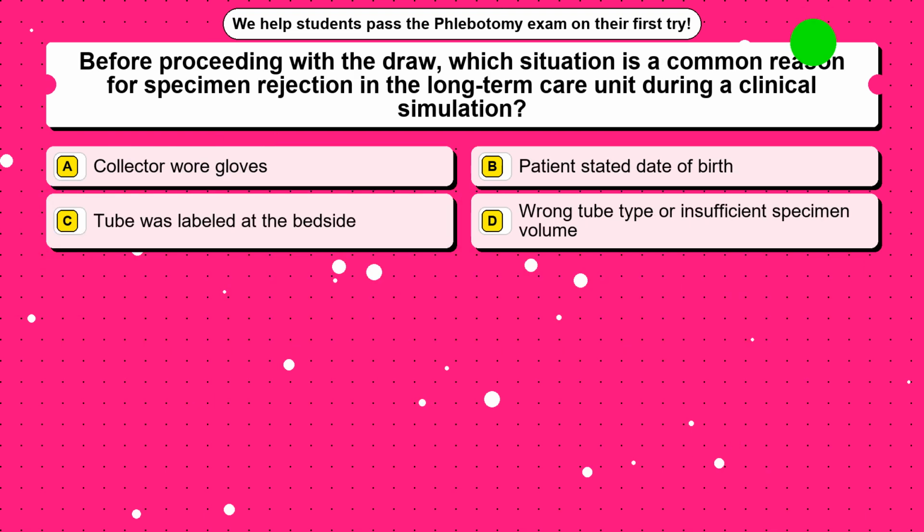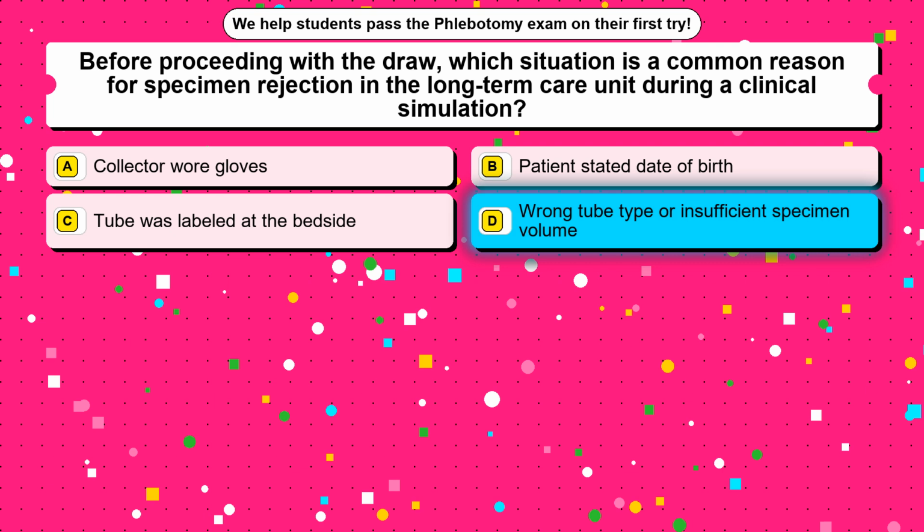Question 35. Before proceeding with the draw, which situation is a common reason for specimen rejection in the long-term care unit during a clinical simulation? Option A. Collector wore gloves. Option B. Patient stated date of birth. Option C. Tube was labeled at the bedside. Option D. Wrong tube type or insufficient specimen volume. The correct answer is option D.